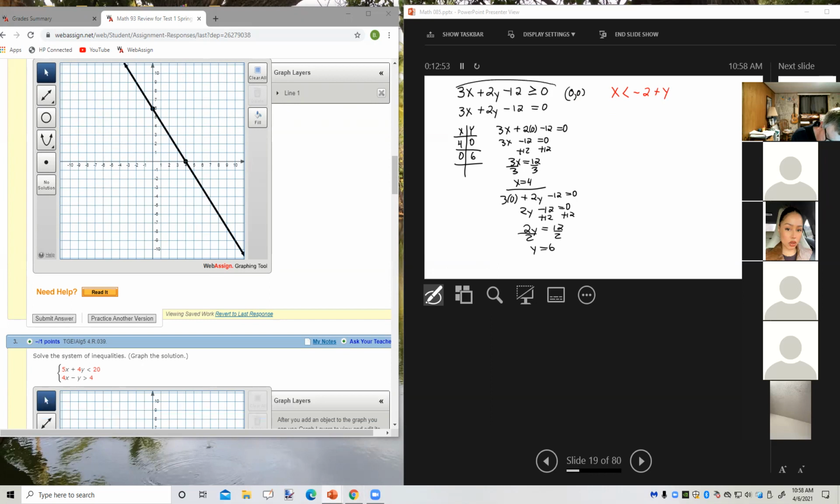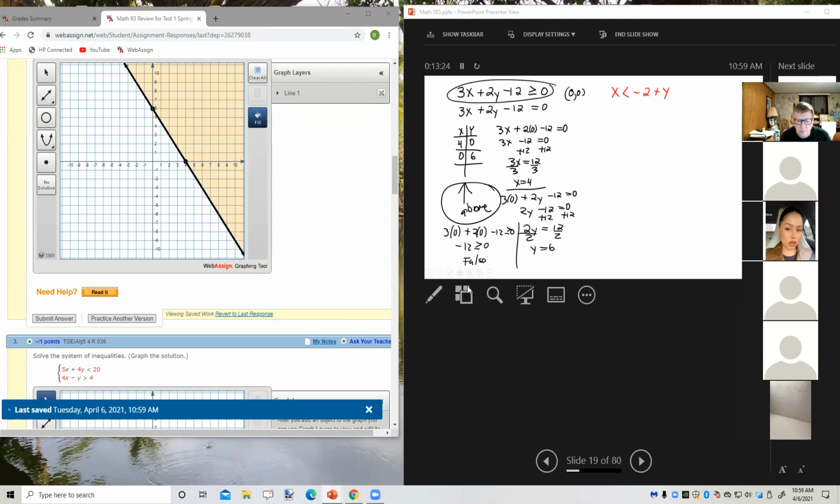We're going to check that in here. So I've got 3 times 0 plus 2 times 0 minus 12 greater than or equal to 0. So -12 greater than or equal to 0, that's false. So 0, 0 isn't included, which means we're going to fill above the line. Okay. Now let's go back over to the red inequality.